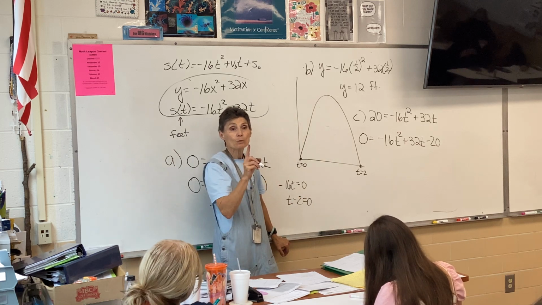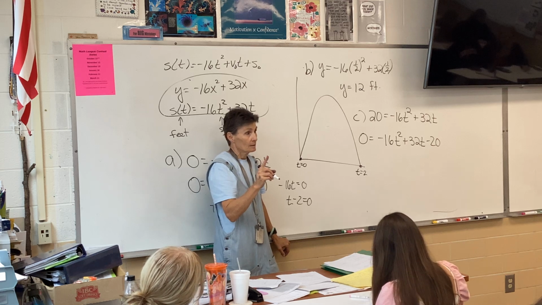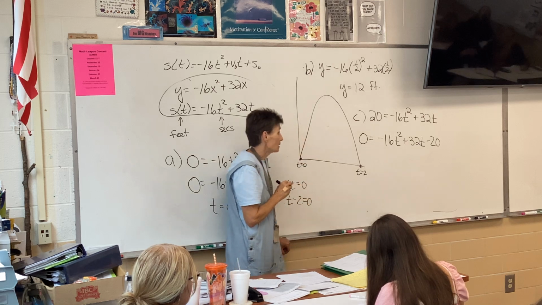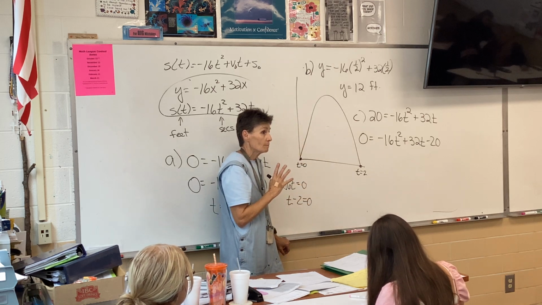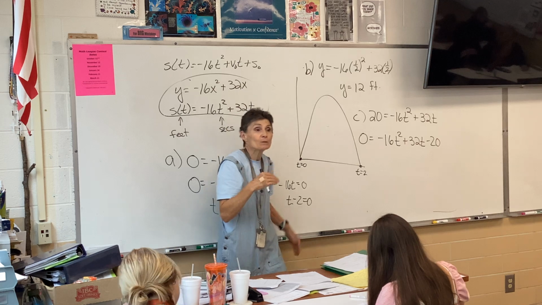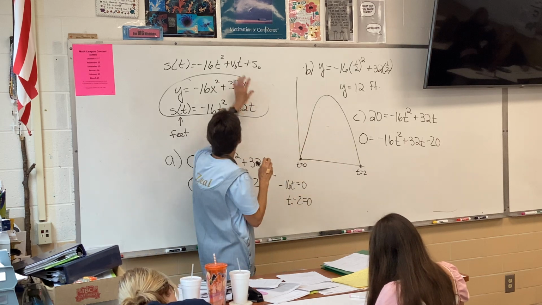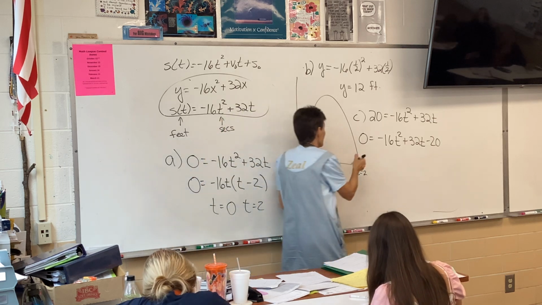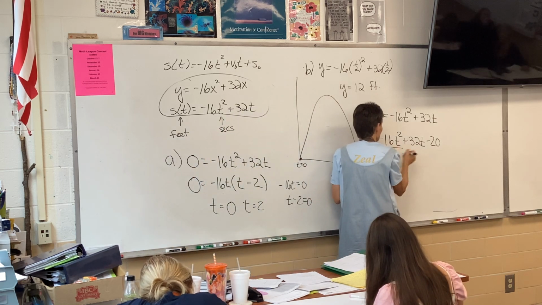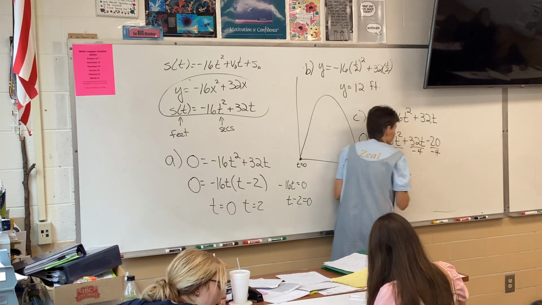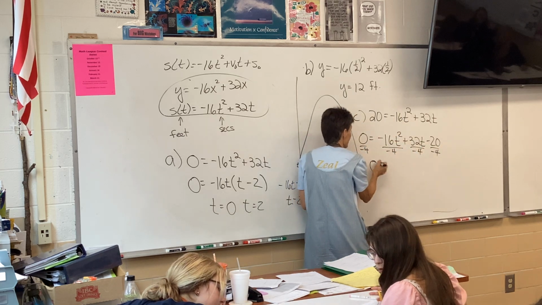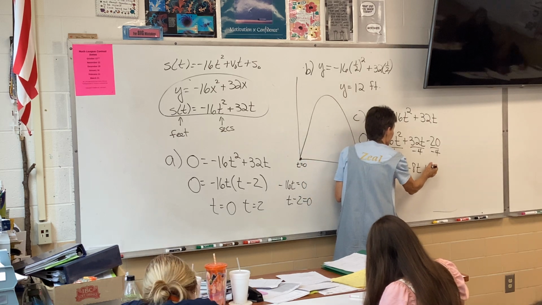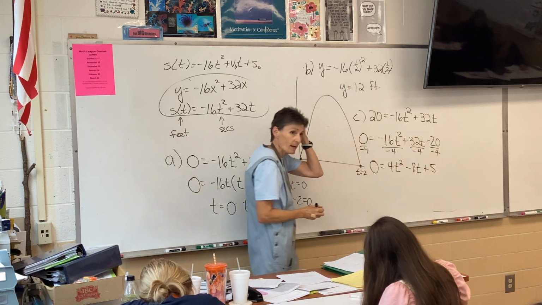Then, if you want, you could divide everything by 4. The reason I would do that is it's going to make my numbers smaller, so I'm not going to have those great big things in my quadratic formula. You don't have to do it, but it will make things a little more manageable. So 0 equals 4t squared minus 8t plus 5. Is that okay?